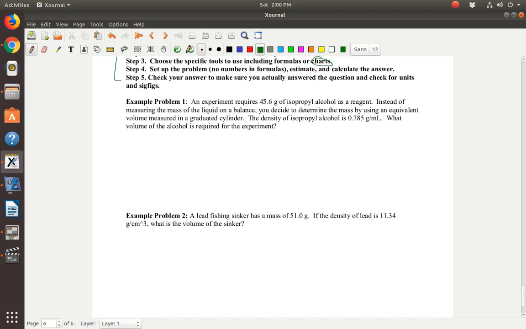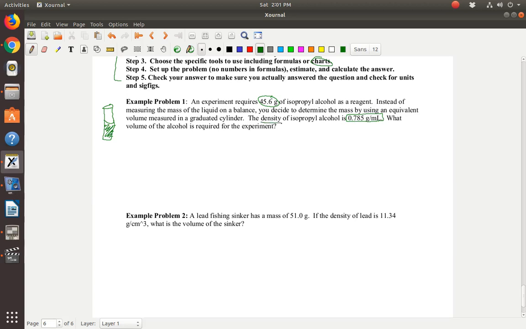An experiment requires 45.6 grams of isopropyl alcohol as a reagent. Instead of measuring the mass of a liquid on a balance, you decide to determine the mass by using an equivalent volume in a graduated cylinder. That just means you're not going to measure the mass, but you're going to put it in a graduated cylinder, which is one of those tools that looks like this with the markings on the side, and you're going to pour it in there, and you're going to figure out what volume you need so that the volume would equal that grams. The density of isopropyl alcohol is this.